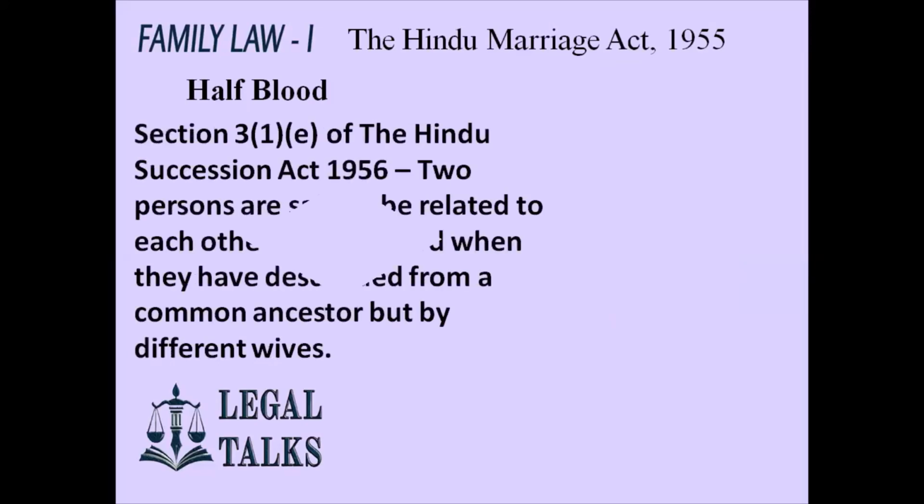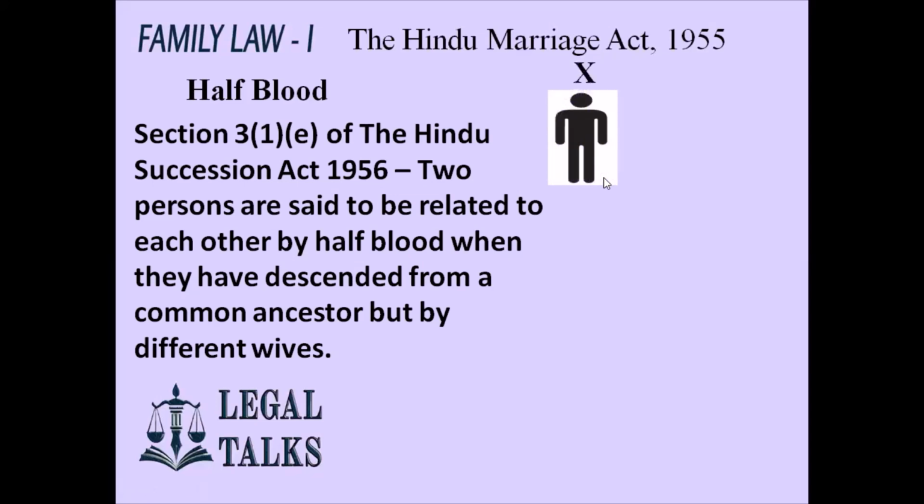In case of half blood, two persons are said to be related to each other by half blood when they have descended from a common ancestor but from different wives. Now what happens here is the father remains the same, but the children will be from different wives. So here the wives change. And in such a case, the children of different wives will have a half-blood relation.